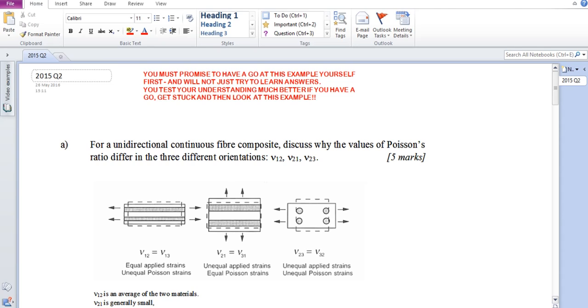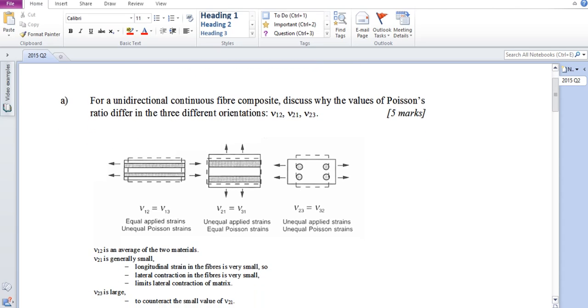Hello, this is 2015 paper question 2. So again, bit in the red, have a look, have a go first before jumping straight to the answers. This is another one where there's some descriptive parts at the top and the bottom, but then a calculation-y part in the middle. The first part is all about Poisson's ratios and the strains in different directions. The first part is an explanation of why you've got different Poisson's ratios with unidirectional continuous composites.